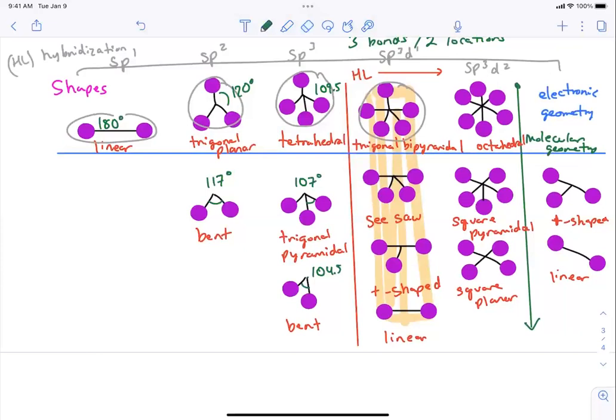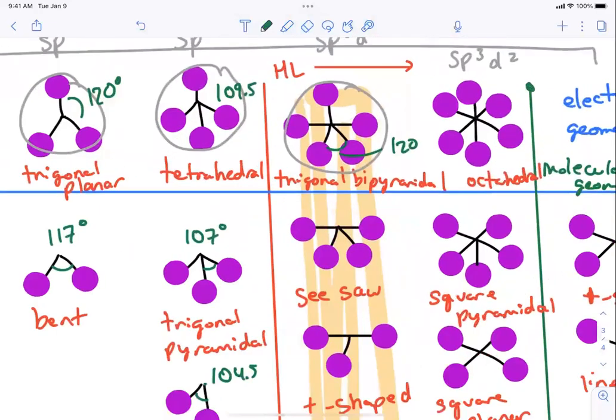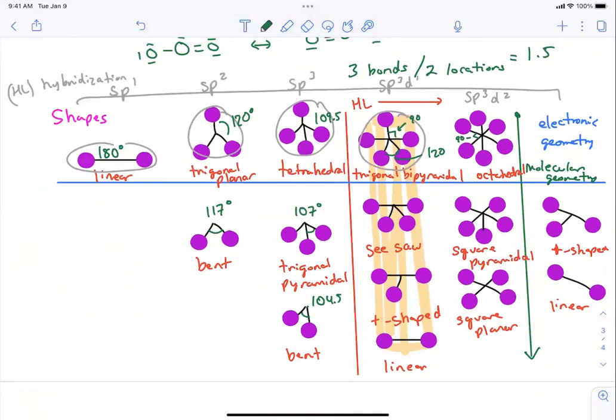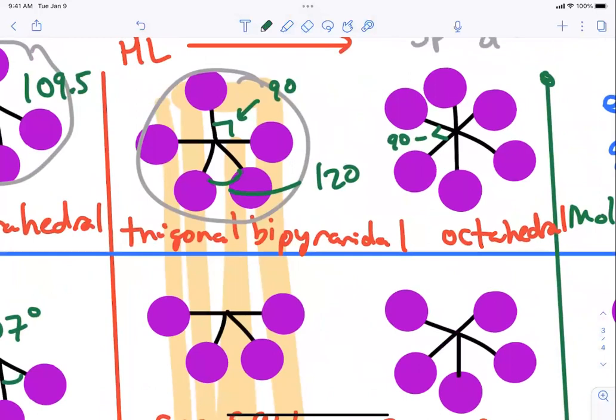Now for HL, you just need to know that this has 120 and 90. And all of these are 90 because X, Y, and Z essentially. You don't need to know the bond angles specifically for the other ones. Questions about that?